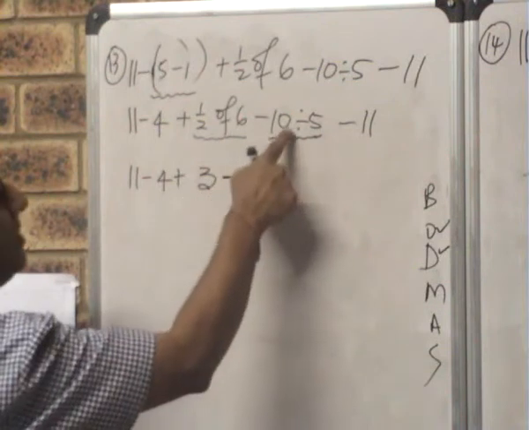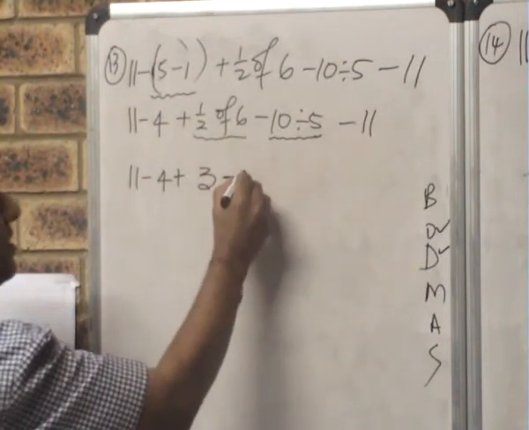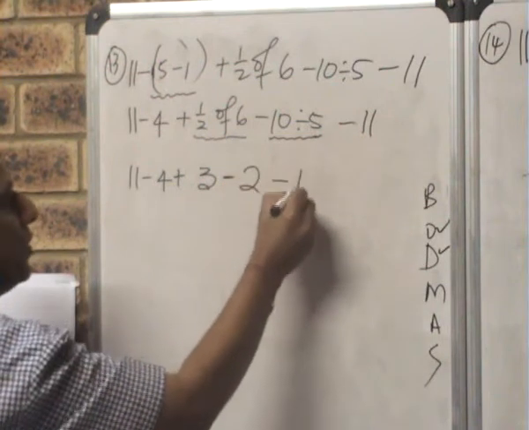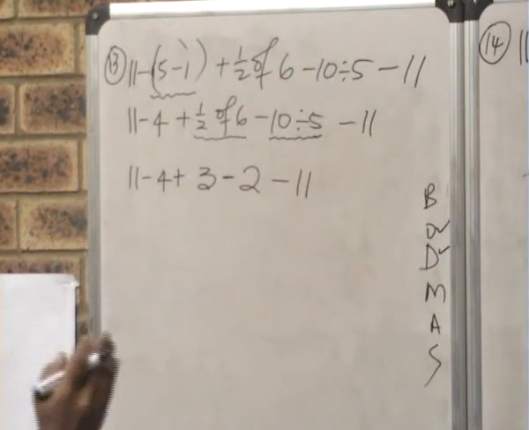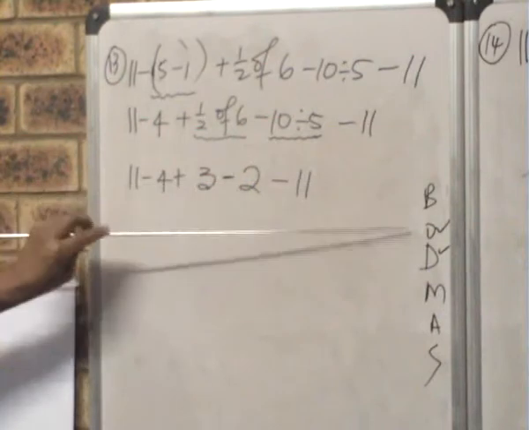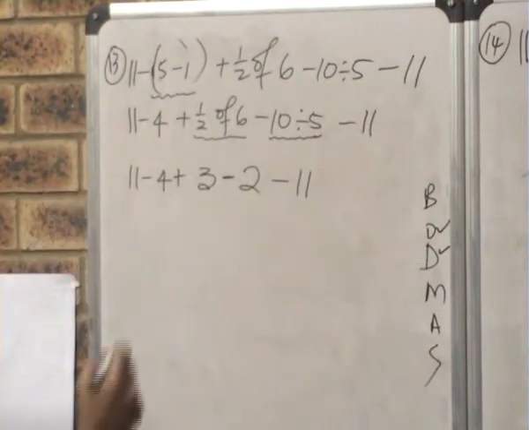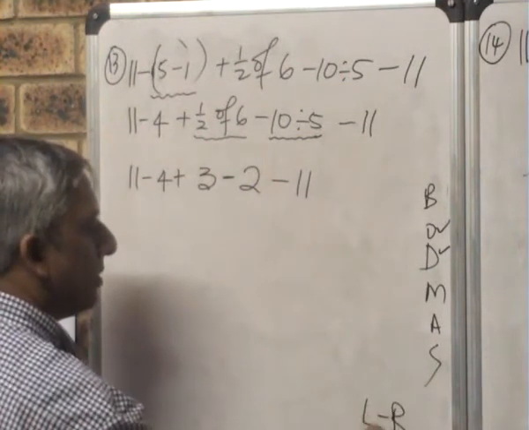Minus 10 divided by 5, that's very simple. I can do the division straight away in the same step. 10 divided by 5 is 2. So sometimes you can do 2 steps at one time as long as you're following the order correctly. So now I've got to add and subtract. So I have to move left to right.